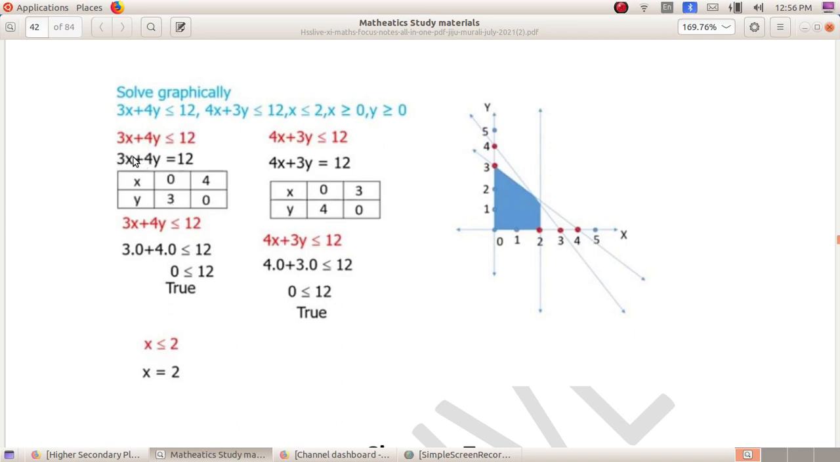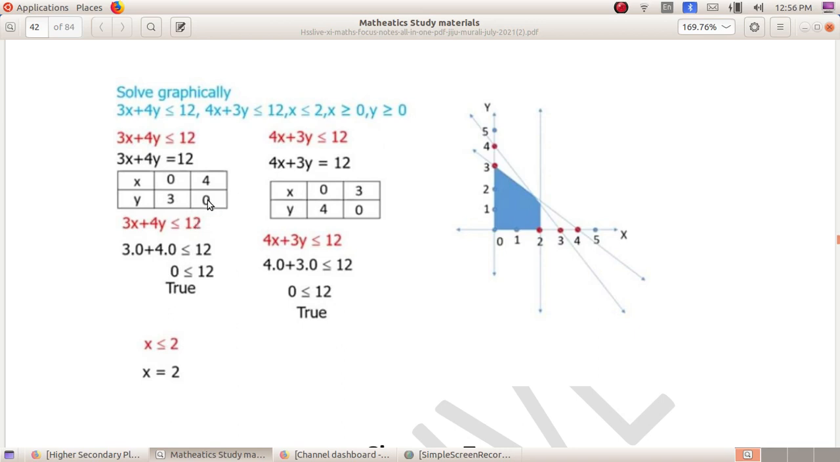3 into 0 plus 4y equal to 12. 3 into 0 means 0, plus 4y equal to 12. That is 4y equal to 12. y is equal to 12 by 4, that is 3. So when x equal to 0, y equal to 3. Then we have already assigned here as 0.